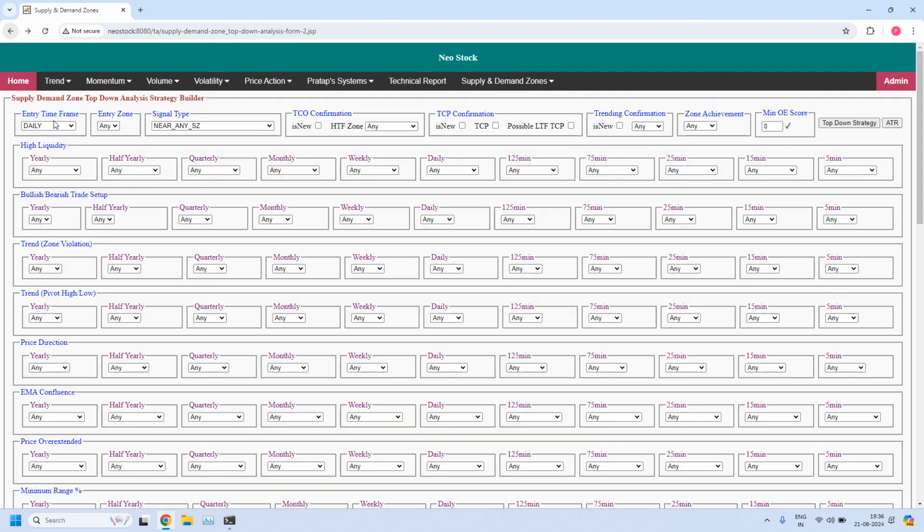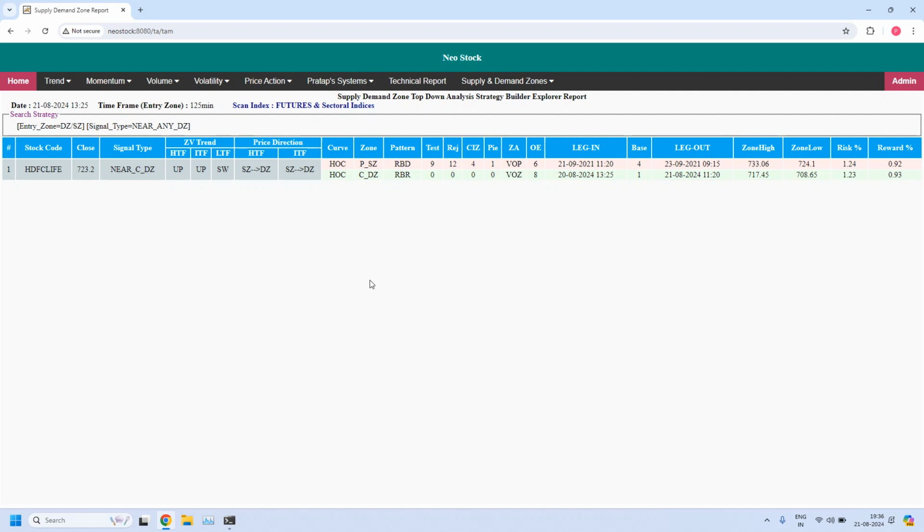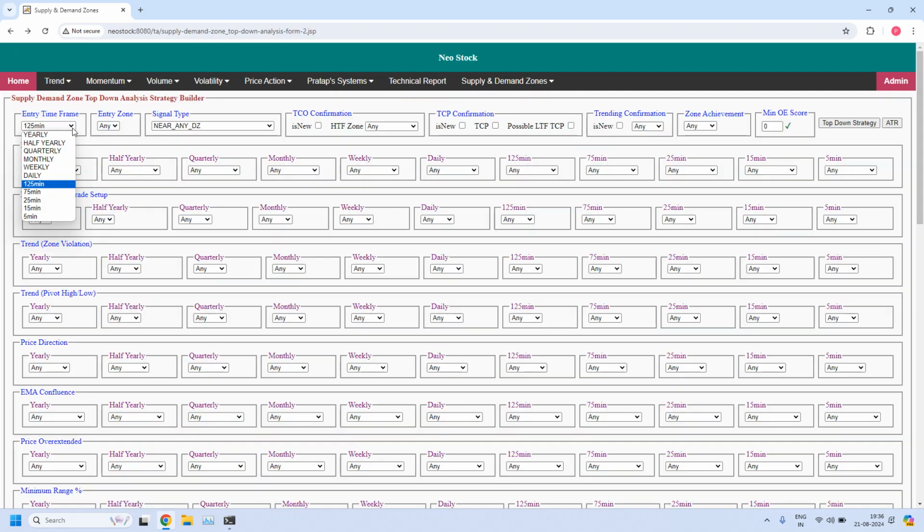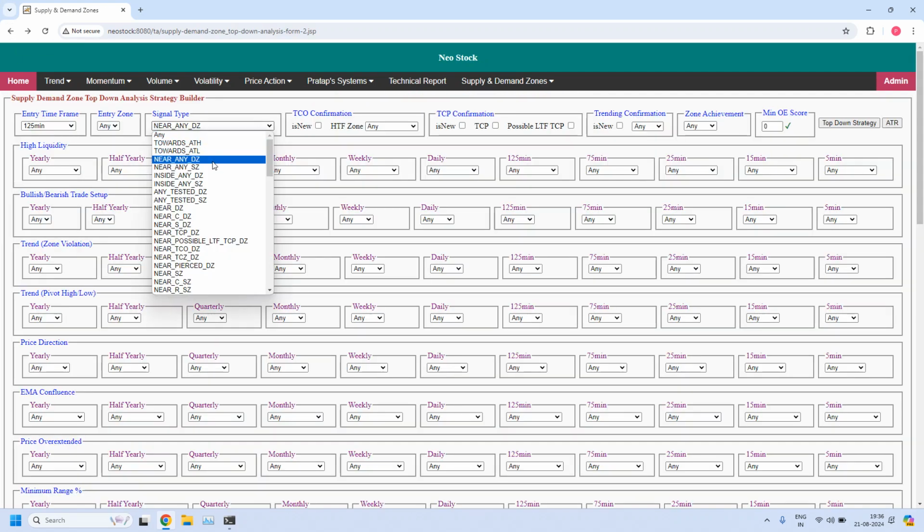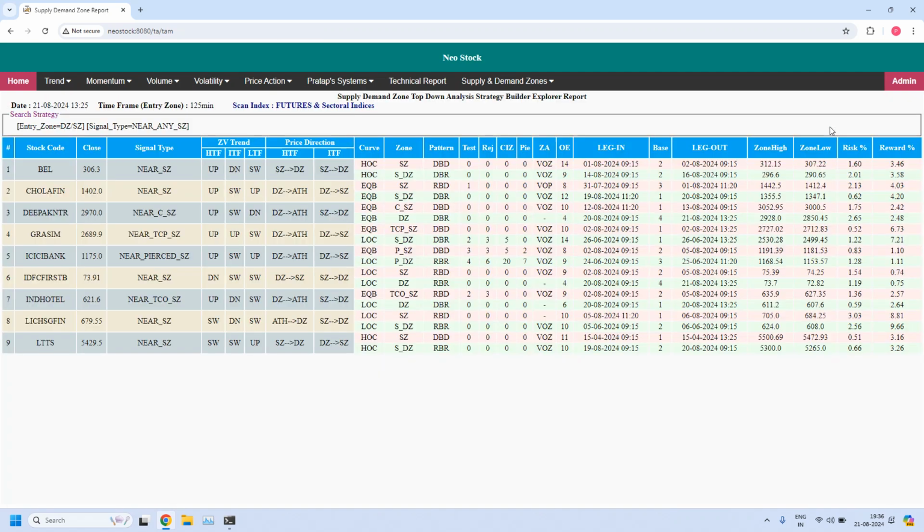Okay, the next time frame is 125 minutes. Let's find the stocks near 125 minutes demand zone. One stock is filtered. The next, for 125 minutes time frame, let us find the stocks near 125 minutes supply zone. 9 stocks are filtered.